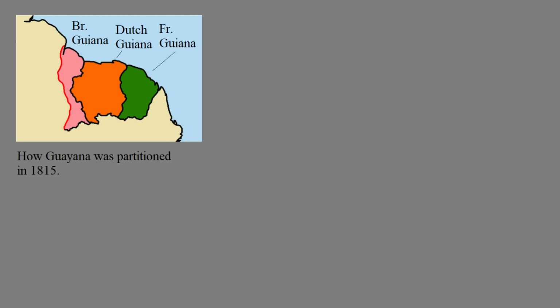Then finally, the last two questions were about Guyana in South America. Before the wars, there was French Guiana in the east, and then modern-day Guyana and Suriname were Dutch. Britain seized all of this, but after the war kept modern-day Guyana and only gave Suriname back to the Dutch.